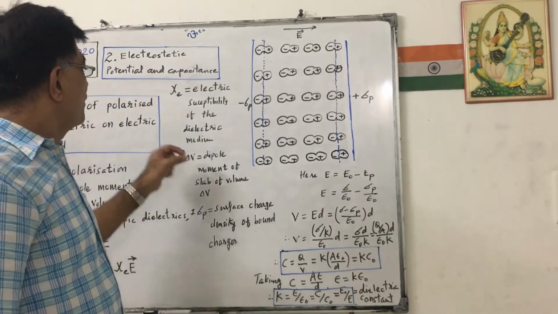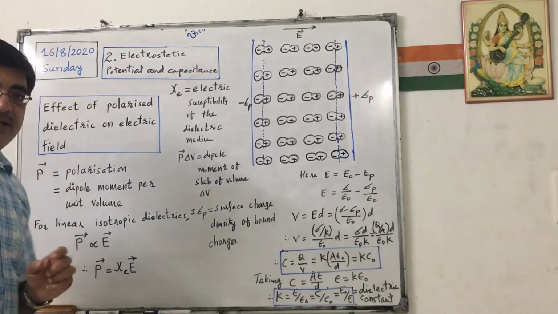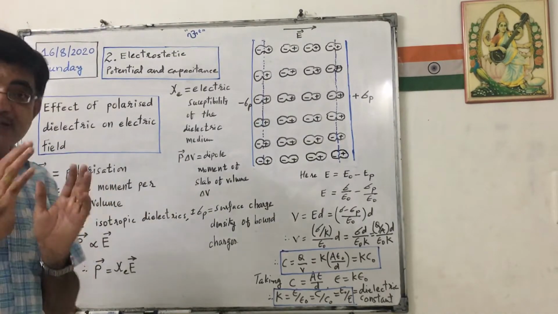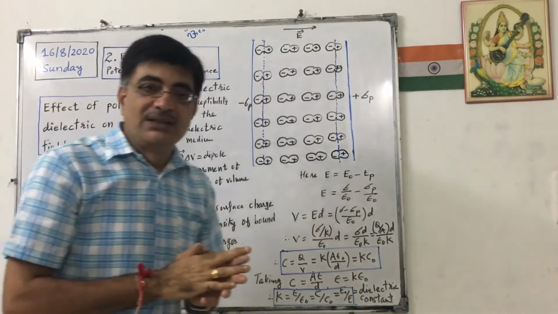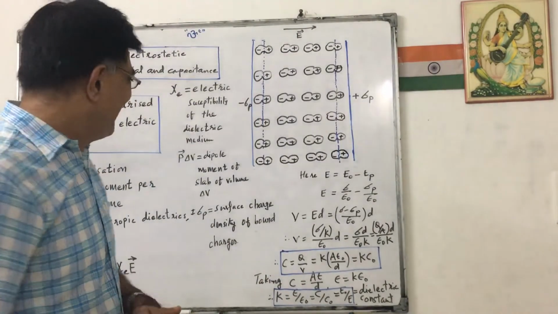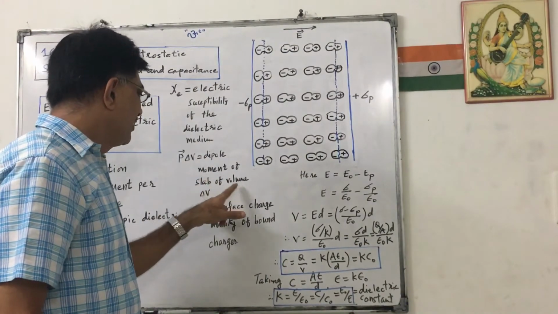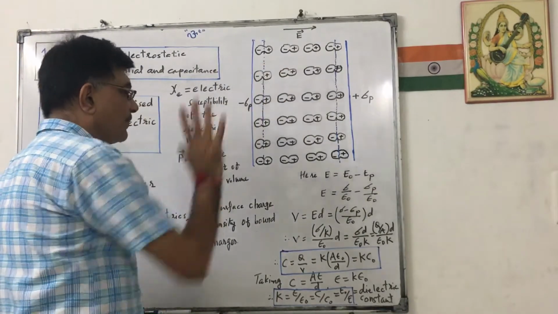So see, vector P is dipole moment per unit volume, but suppose the total volume of the dielectric slab is delta V, then the total dipole moment will be vector P into delta V. So vector P into delta V is the dipole moment of the slab of volume delta V. So this is all about this topic.